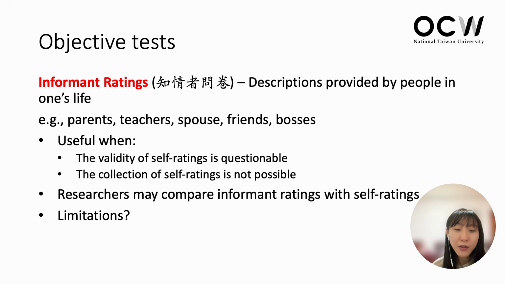However, it is important to note that there are limitations associated with informant ratings. For example, when you ask a person to do the rating but they don't know the target person well enough to give a decent description, or if they know the person too well and still provide overly positive ratings, like when you are writing a letter of recommendation for someone, this can bias the results as well.